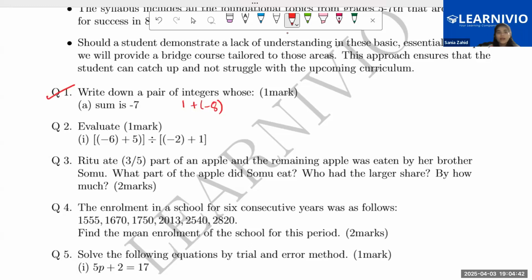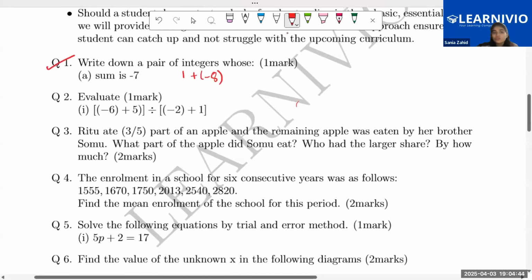Okay. Next you have is evaluate. So you have to solve this thing. Ma'am, it said a pair of, oh, okay. I thought we had to write two. No, no, that's fine. Pair means two numbers. Then evaluate -6 plus 5 divided with -2 plus 1. So you have to solve the first thing, then you have to solve the second thing, and then you have to divide. Okay, ma'am.